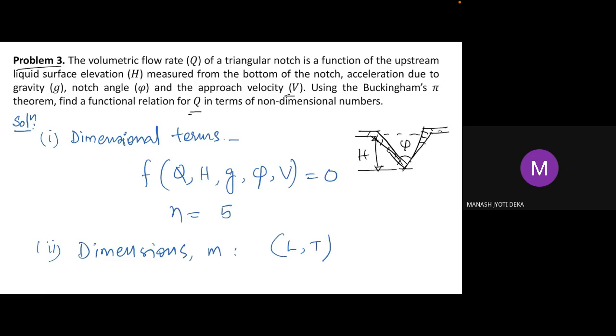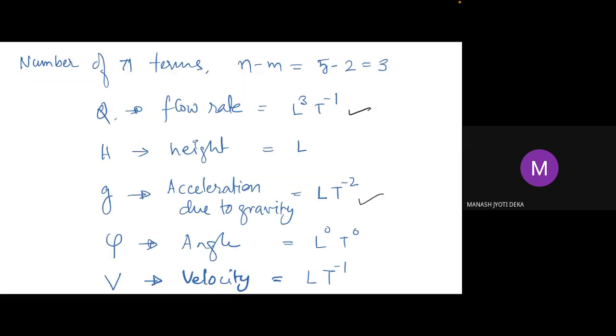So the dimensional terms are the flow rate, the height of the liquid surface, the gravity, the angle of the notch, and the approach velocity phi. So we have a total of 5 terms, and if you write down the dimensions, flow rate is L^3 T^-1, then the height of the channel is a length scale, so it should be only L. Then the acceleration due to gravity is L T^-2, and the angle, as we know, doesn't have any dimension, and the velocity is L T^-1.